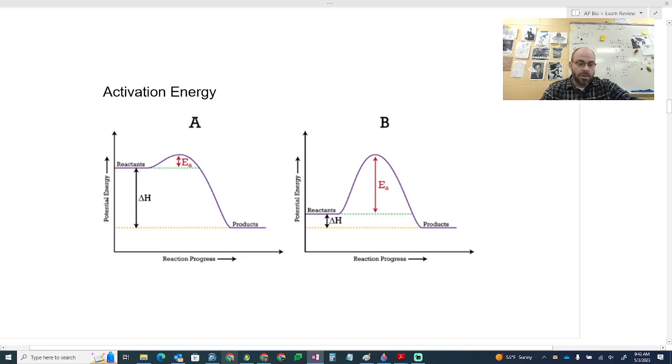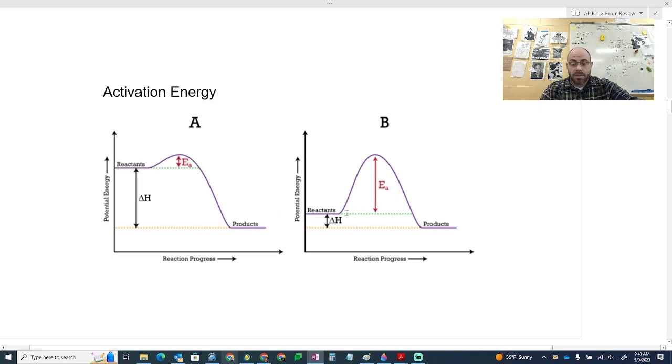Well, you see here you have energy over here on the y-axis. There's a certain amount of energy in the reactants, and as the reaction progresses, most of that energy is going to be released. This EA is the activation energy. This little hump represents the amount of energy that's necessary to get that reaction started. And this purple line represents the time that the reaction takes to occur.